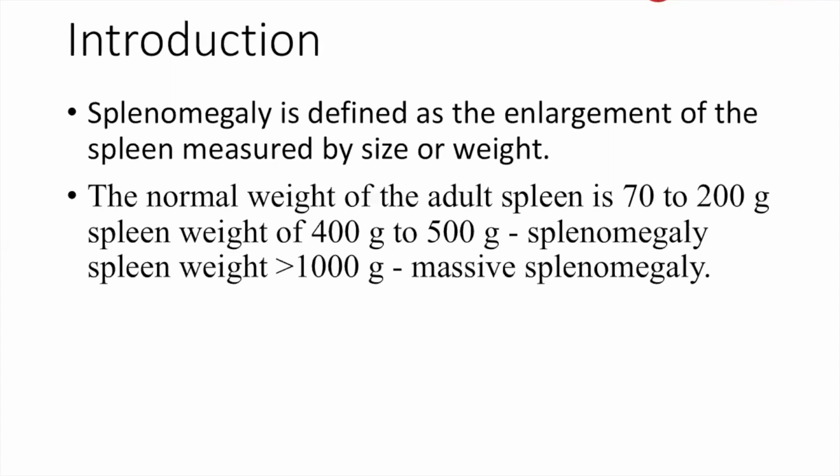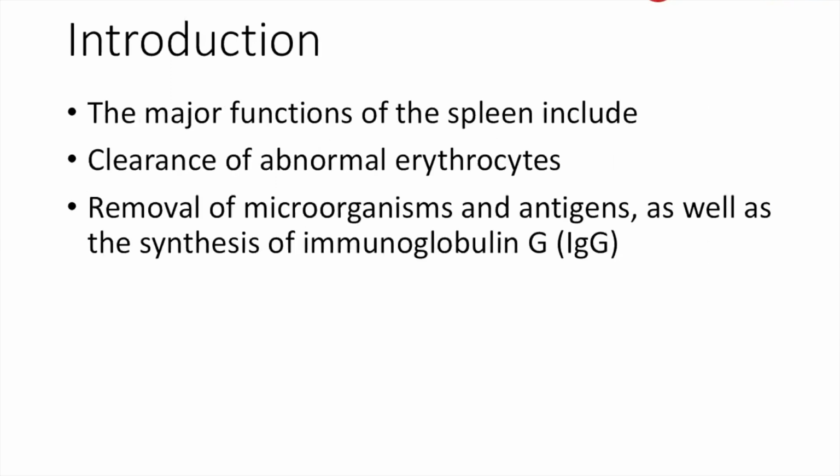Now, the second topic for today is approach to splenomegaly. Splenomegaly is defined as enlargement of the spleen by size or weight. The normal weight of an adult spleen is 70 to 200 gram. The spleen weight is 400 to 500 in splenomegaly, and more than 1000 gram in massive splenomegaly. What is the function of the spleen? The major function of the spleen is clearance of abnormal erythrocytes and removal of microorganism antigens, as well as synthesis of IgG.